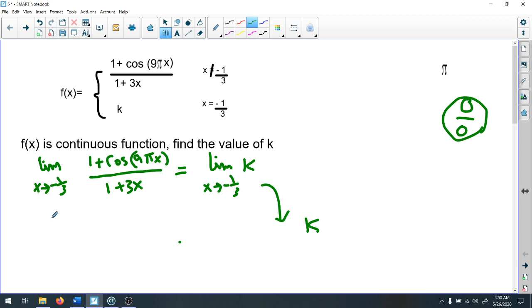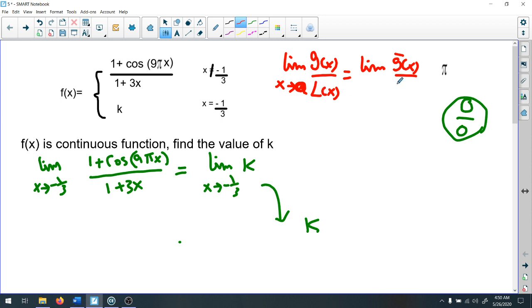And if you remember L'Hopital's rule, that tells us that the limit of a rational function g of x over L of x, any variable here, when x approaches any number a, equals the limit of the derivative of g of x, which is g dash of x, over the derivative of L of x, L dash of x, when x approaches a. Same. Let's apply that here.